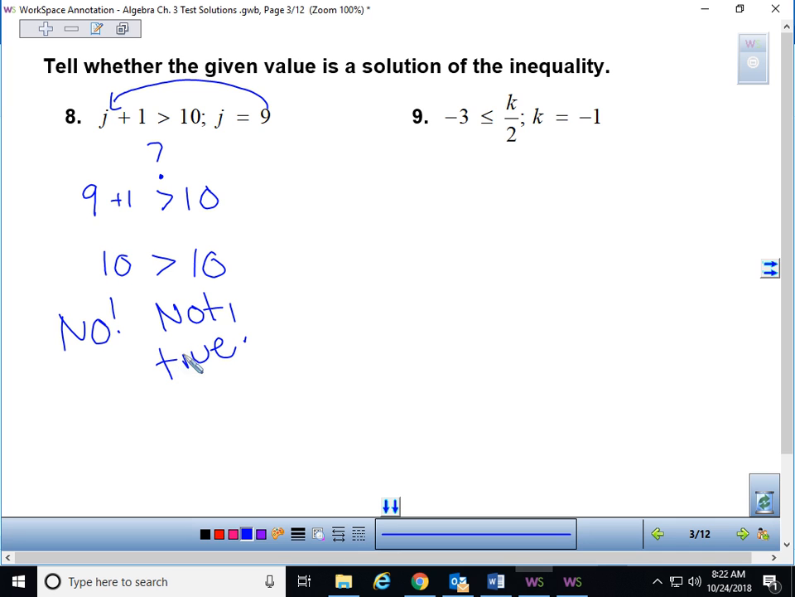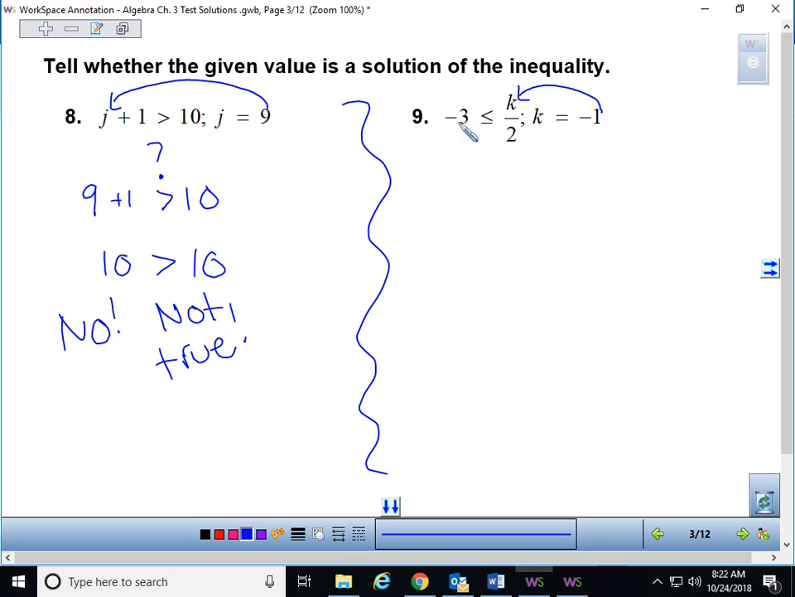This is not true. Question 9. It's the same idea, but this time we're going to replace our variable k with the number -1. So I'm going to draw a little arrow just like I did before. Instead of writing k, we'll plug in -1.